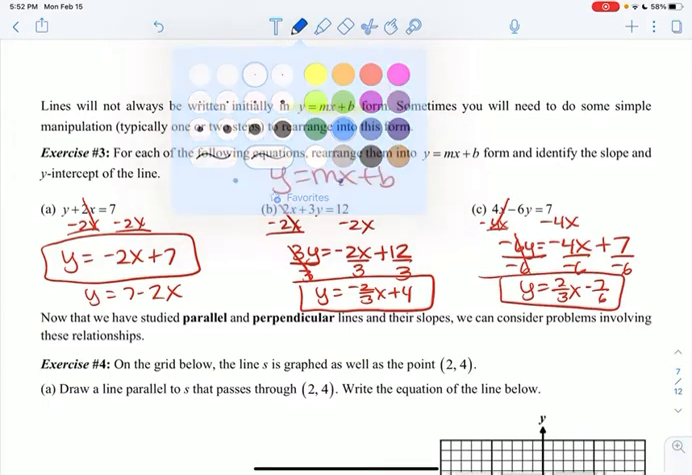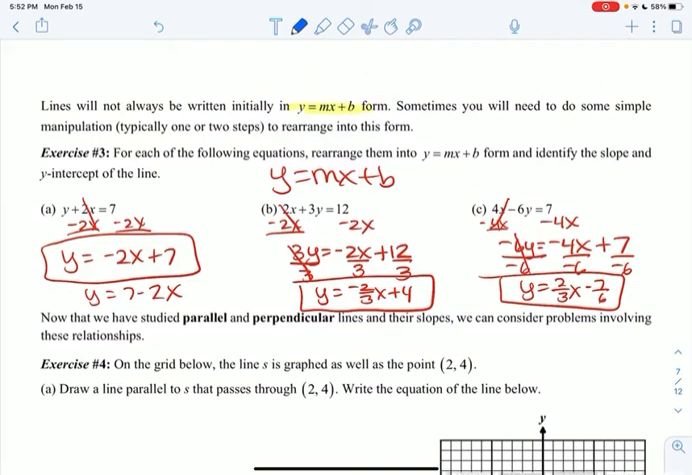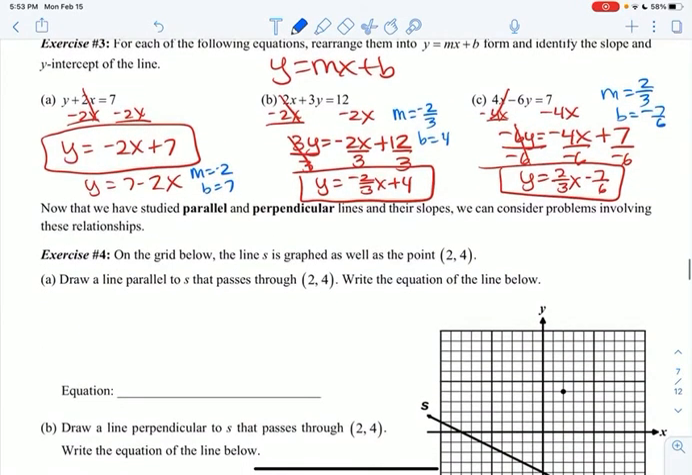And I didn't forget, they wanted us to identify the slope and the y-intercept for each of these. So for A, the slope is negative 2. My y-intercept is 7. For B, my slope was negative 2/3. My y-intercept was 4. And for C, my slope was 2/3, and my y-intercept is negative 7/6. Okay, so none of that could have been found if I didn't have them in the correct form. So that correct form is y equals mx plus b, and sometimes you'll have to rearrange things in order to get them in that form.